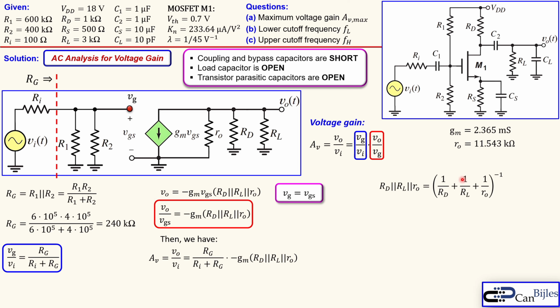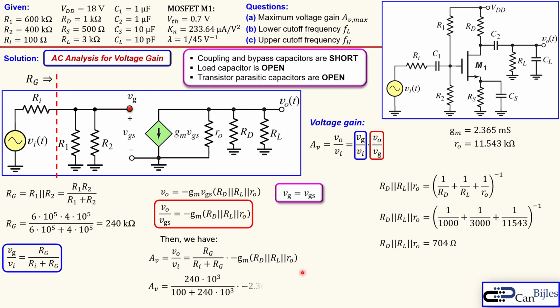So 1 over RD plus 1 over RL plus 1 over RO together to the power minus 1, which is also 1 over that. And that is actually shown here. So we now get here 704 ohms approximately for this part. Now gm we already know, 2.365 millisiemens.